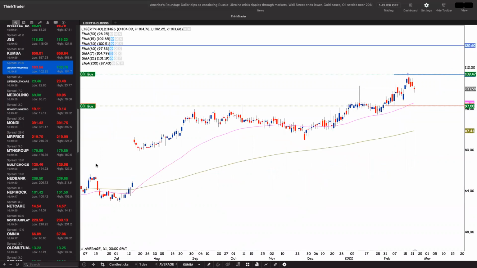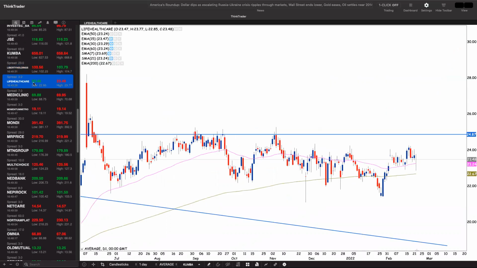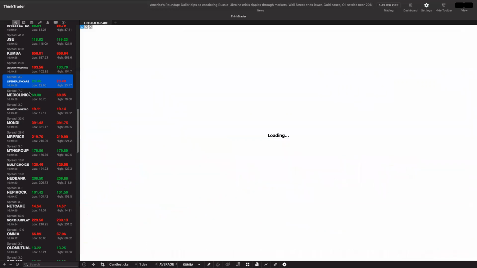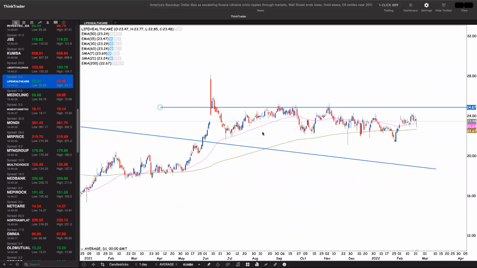Liberty, I wait for it to make a new high and then evaluate the situation. The thing with Liberty, there's that potential delisting from Standard Bank. So it's moving in sync with Standard Bank so far. Whenever Standard Bank is running, it runs, because I think part of the deal is you get Standard Bank shares for your Liberty shares. So the correlation is unsurprising.